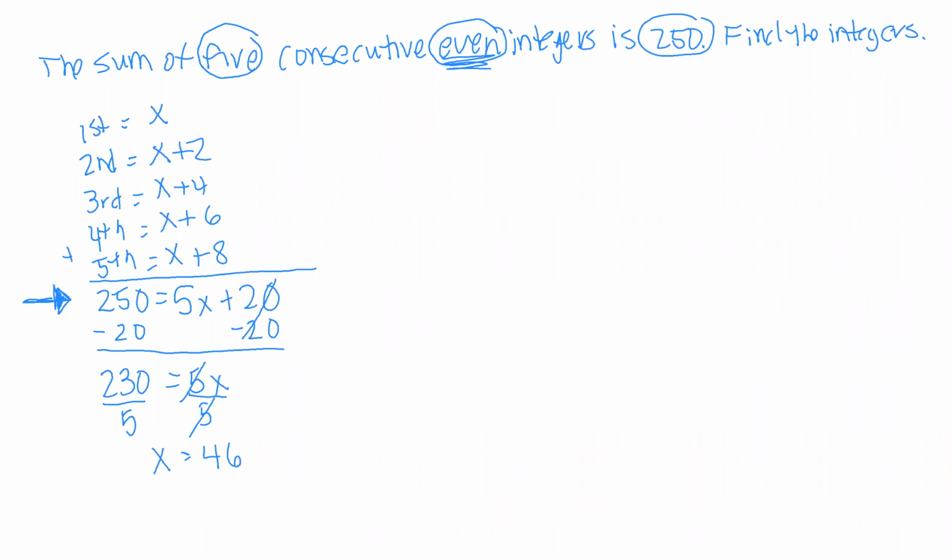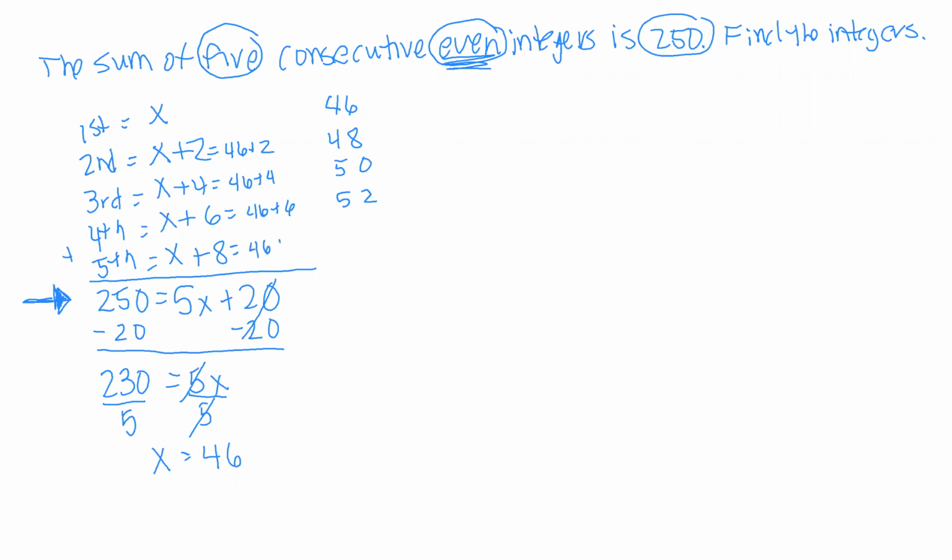So let's come over here and check our work. Now, our first integer we know is x, which is 46. Then we get 46 plus 2, or 48. Then we get 46 plus 4, or 50. Then we get 46 plus 6, which is 52.